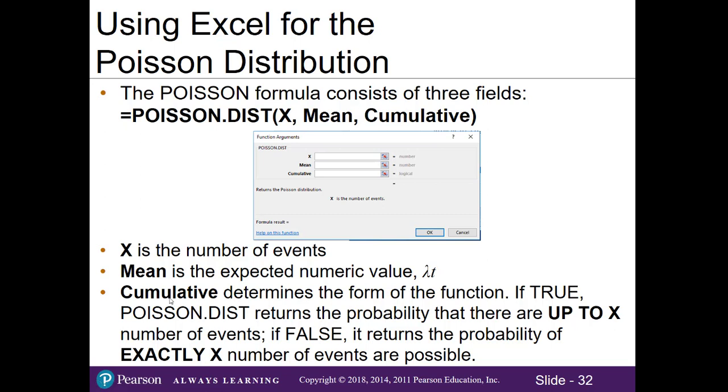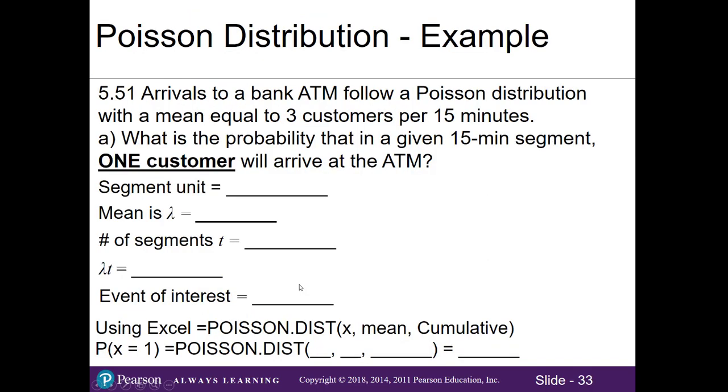So this is similar to what we've seen before in other distributions, where if it's true, that means our distribution is cumulative. That means it reads the area from left to right in our curve. If we type in false, that means we're looking for the probability of exactly a particular number of events. So let's look at problem 51 in the textbook.